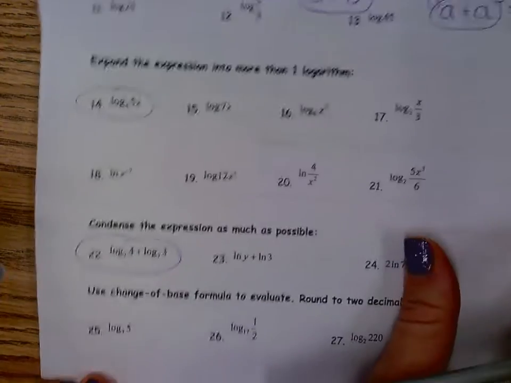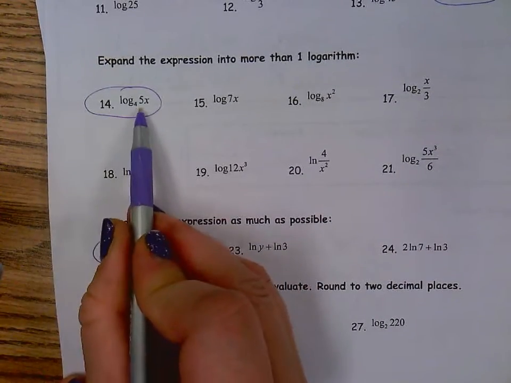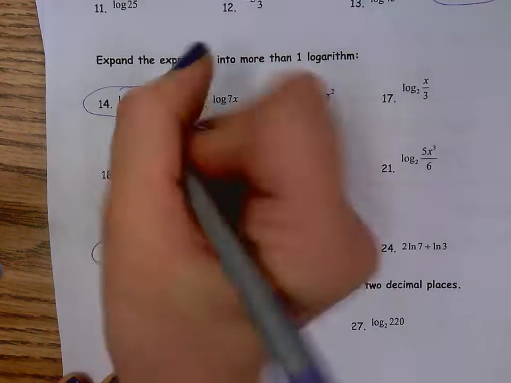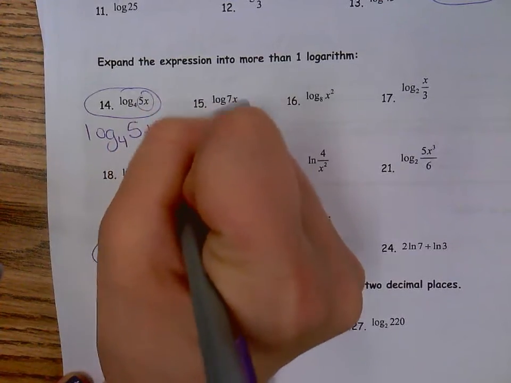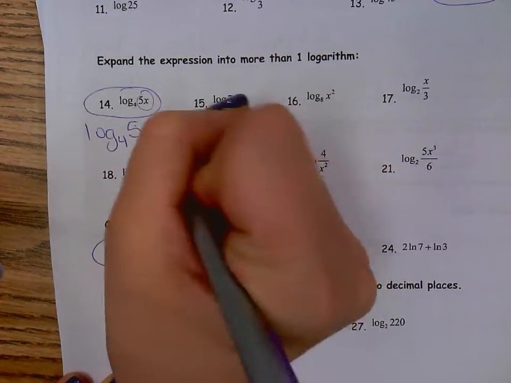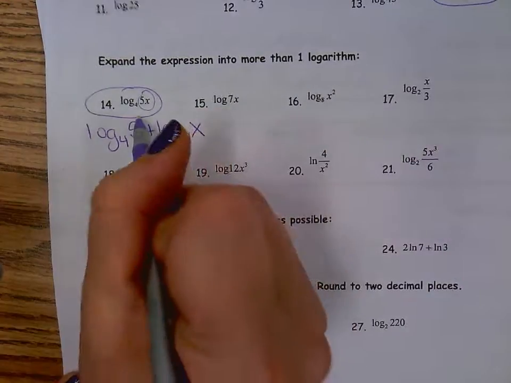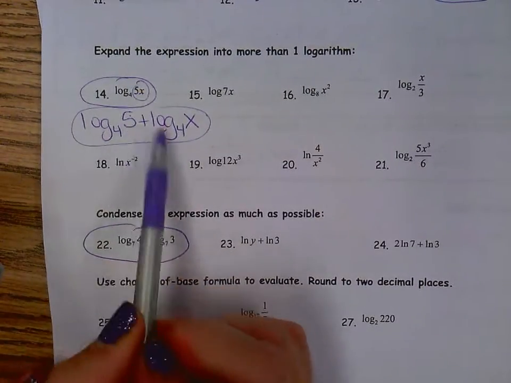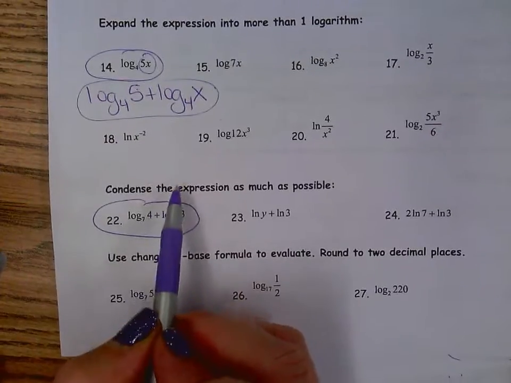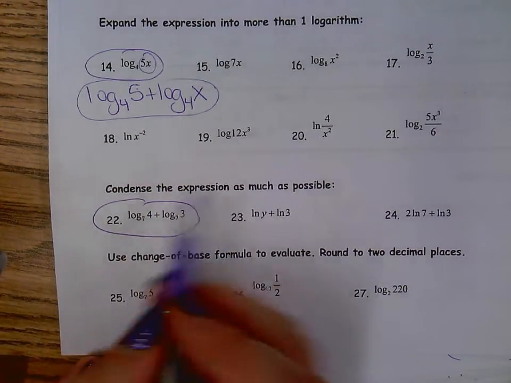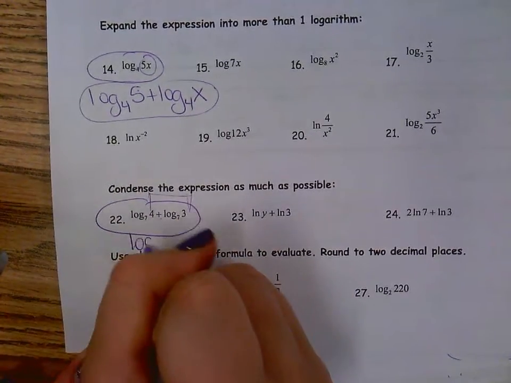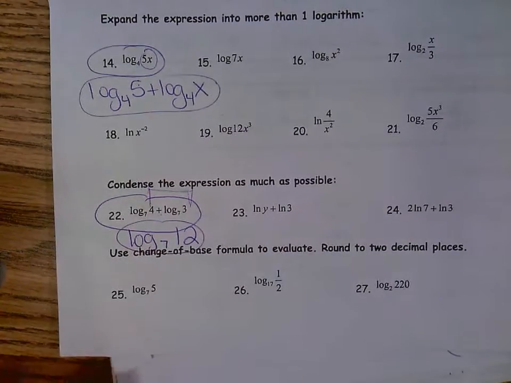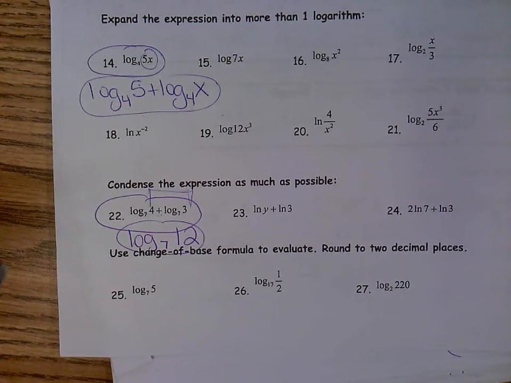And I'll walk around. Number 14, I want to split up. If it's multiplication inside the log, I'm going to use addition outside the log. So I'll have log base 4 of 5 plus log base 4 of x. So those are equivalent. This is one log, this is more than one log. Down here, I want to condense the logs. So if I'm using addition, I'm going to multiply the 4 times the 3. So this is the log base 7 of just 12. Usually we don't want to expand. Usually we just want to condense our logs.